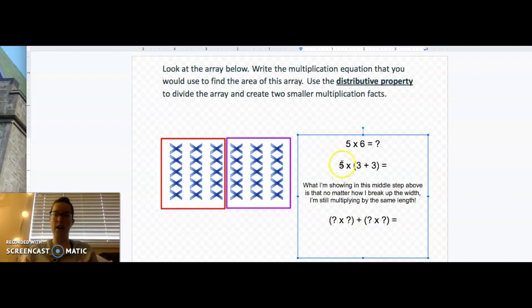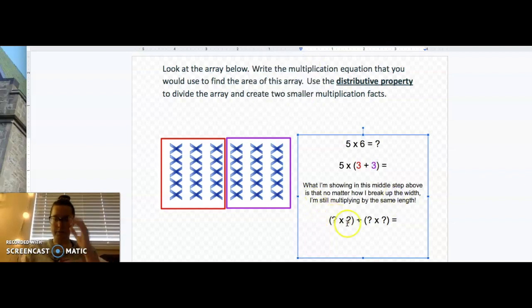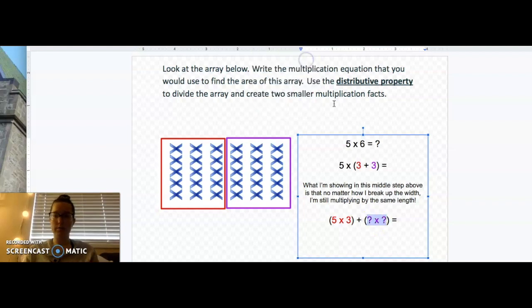So now I'm going to break this down even more, right? So I'm going to say 5 times 3, which is showing the area of this box. Let me make this red so you can see. And then this is for the purple section. Okay, so here I'm showing the area of the red box by showing 5 times 3. And then here I'm going to show the area of the purple box by showing 5 times 3 as well.